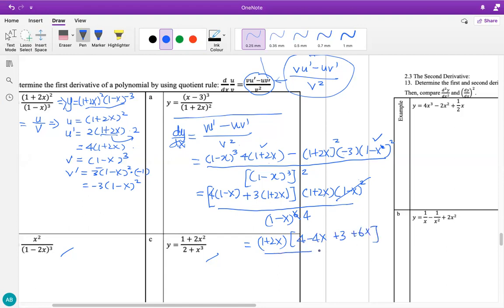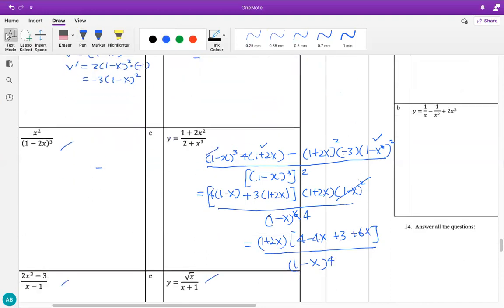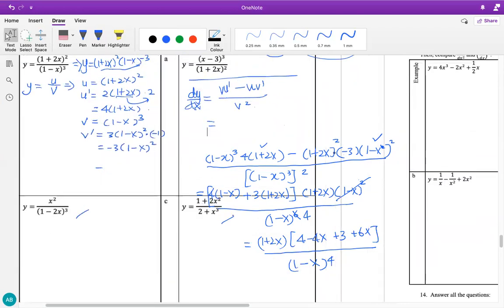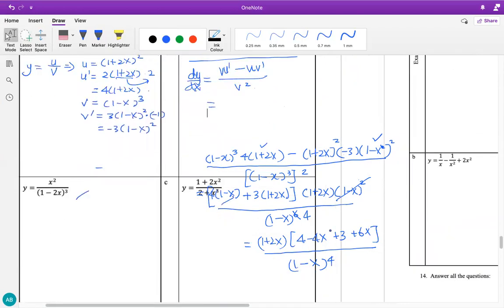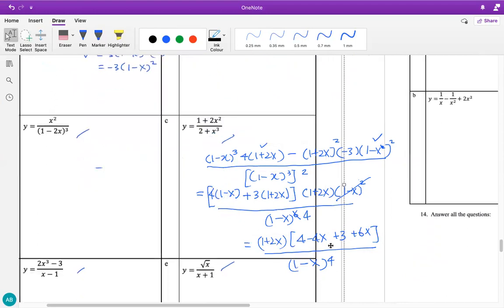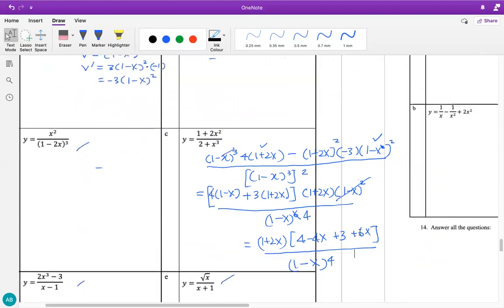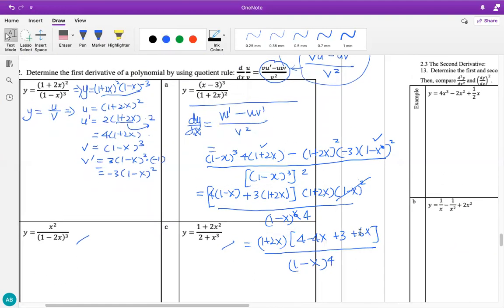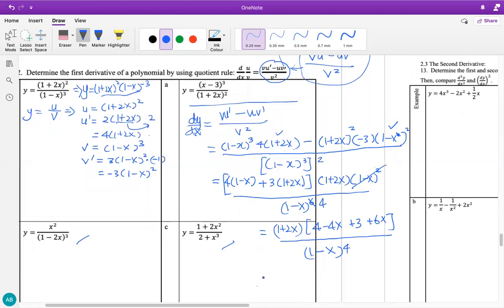So it's quite complicated. 1 minus x power 4. So not yet finished. It's quite long. In the end, you simplify, you get 1 plus 2x, and then you get 7 minus 2x over 1 minus x to the power 4.